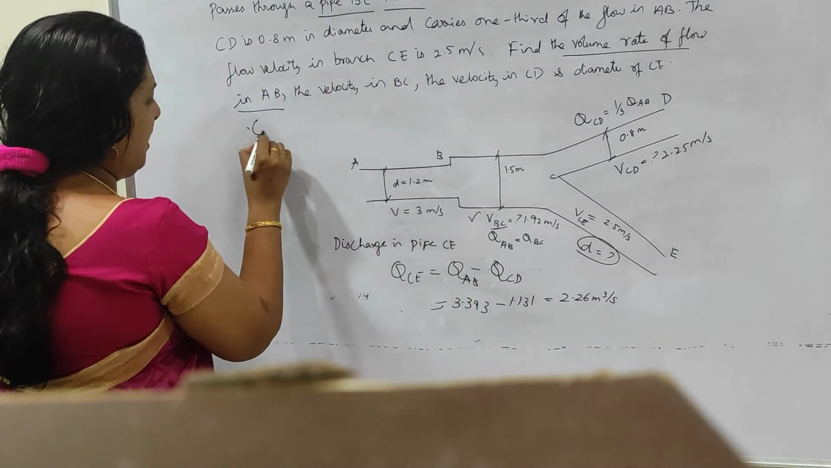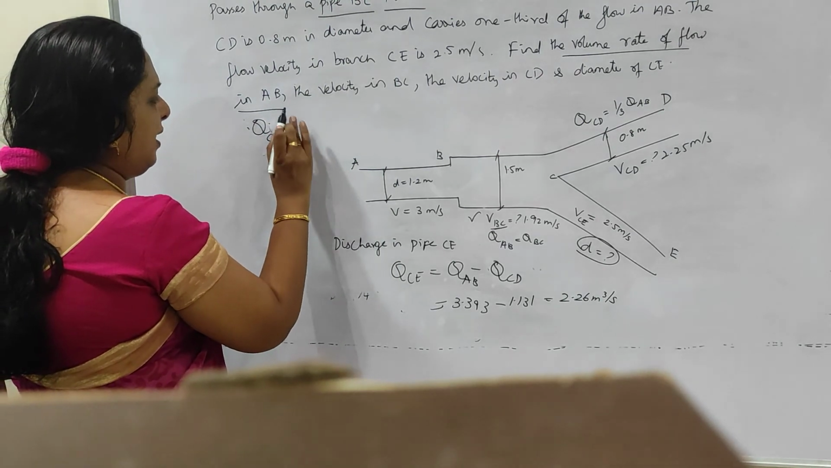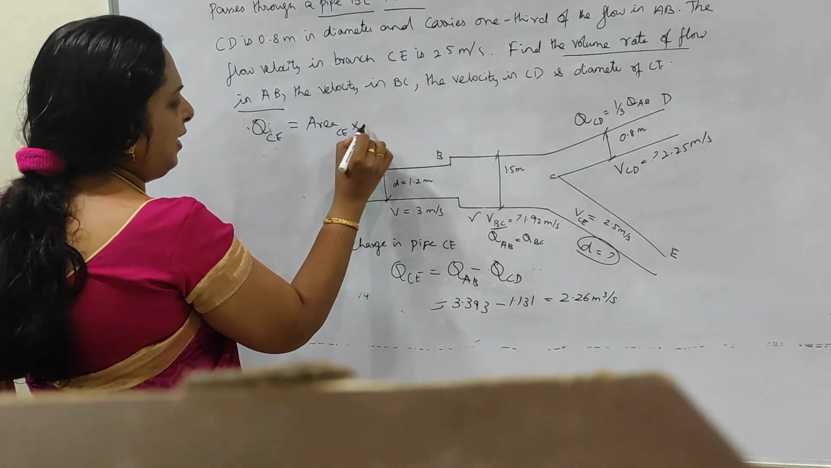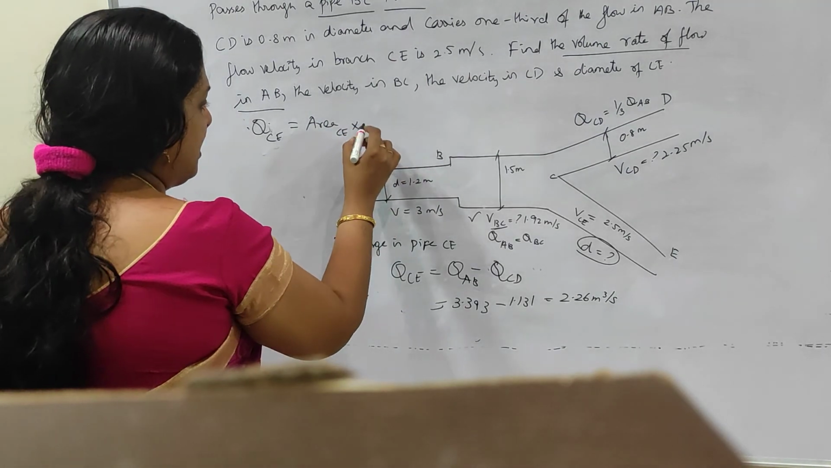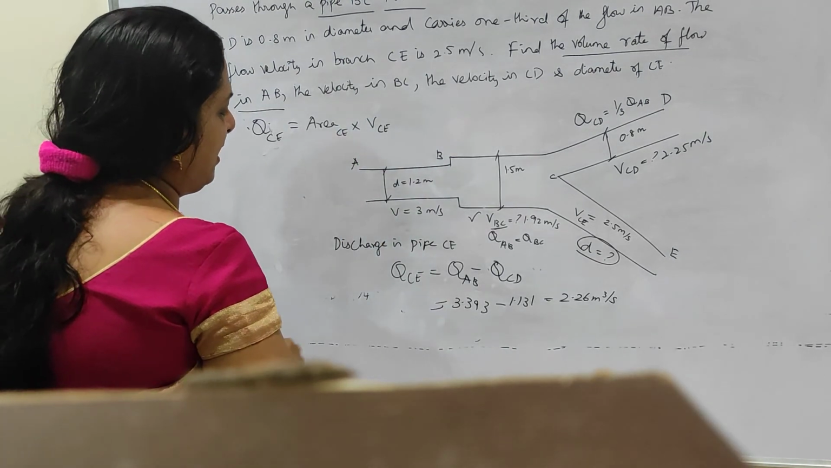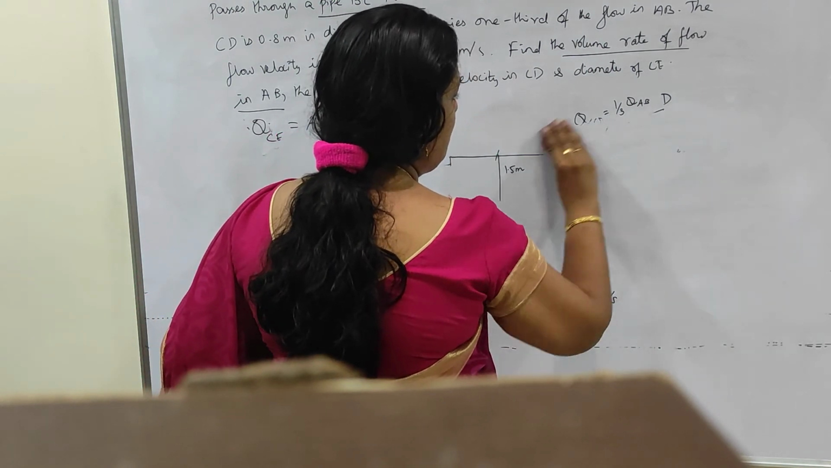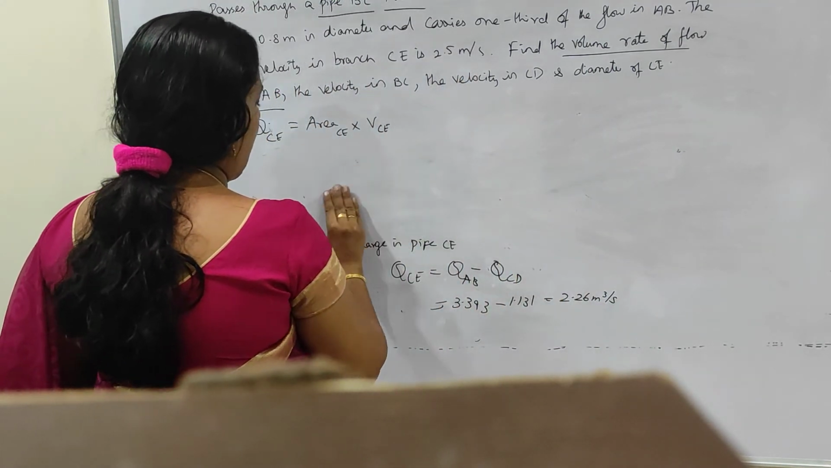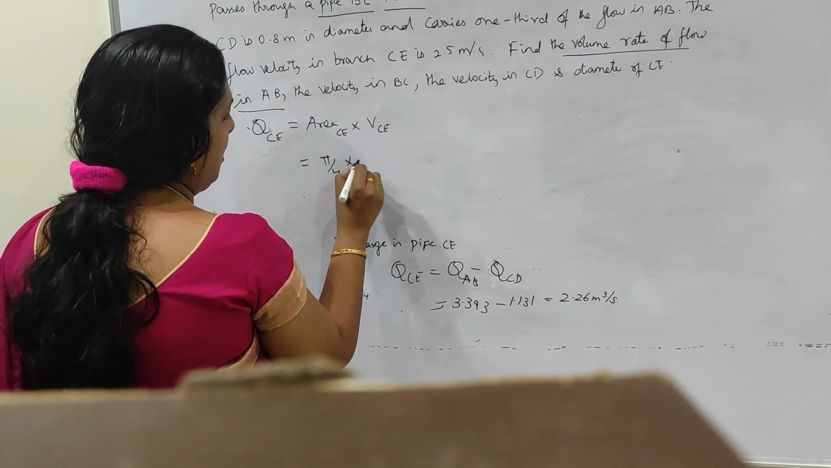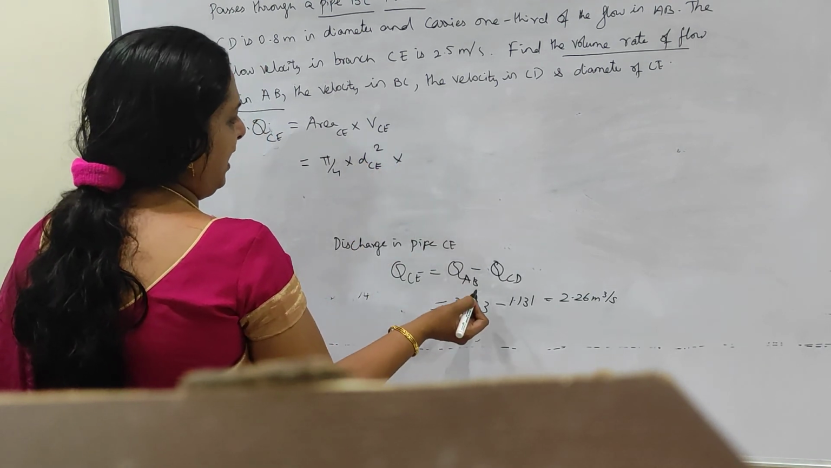What is my formula here? Q, that is QCE, or any discharge, is equal to area into velocity. It's not volume, it's velocity. So area here is area of CE into velocity, which is VCE. Area I have known, it is pi by 4 into d square. D square I don't know, so let it be dCE square, into VCE, which I have to know.